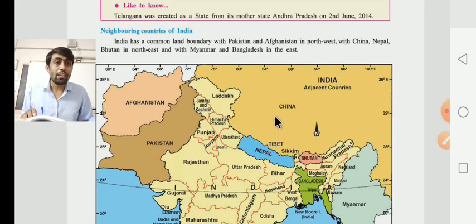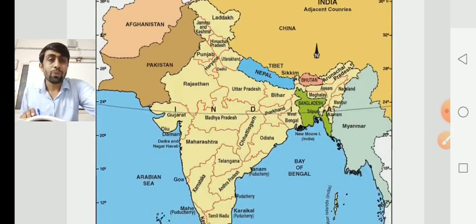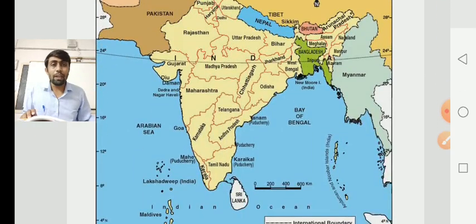With China, this is the China location. Nepal and Bhutan, here Nepal is there, here Bhutan is there, dear children, in the northeast direction: China, Nepal, Bhutan. In the east, here Myanmar is there, Bangladesh is there. So these are all our neighboring countries: Pakistan, Afghanistan, Nepal, Bhutan, China, Bangladesh, Myanmar.